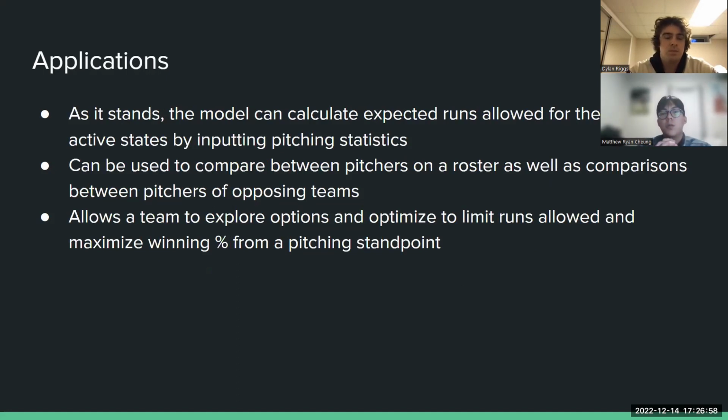As far as applications, as it stands, we think this model is good at calculating expected runs for the defined active states by simply inputting your pitcher statistics. We can use this as a tool to compare pitchers on the same staff or roster, as well as comparisons between pitchers of opposing teams, since it uses simply just pitching stats. And we think this allows a team to explore options and optimize their best chance of winning the game by seeing which pitchers will allow the least amount of runs in an inning, given the scenario.